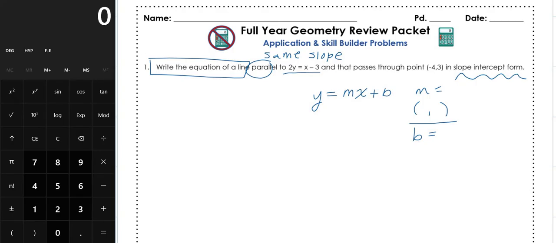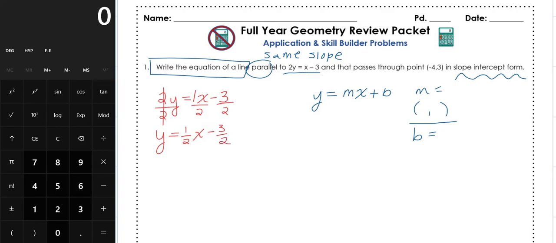So what we're going to have to do is take this equation, 2y equals x minus 3, and put it into y equals form. So here we go. 2y equals x minus 3. The only thing keeping the y from being alone is the 2. So we're going to divide every term by 2. The 2's cancel. Now we have y equals. Remember from algebra, there's an invisible 1 in front of every x. So it's 1 over 2x, and then -3 over 2.